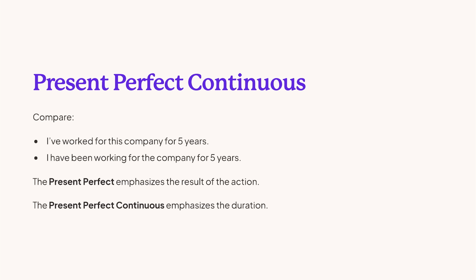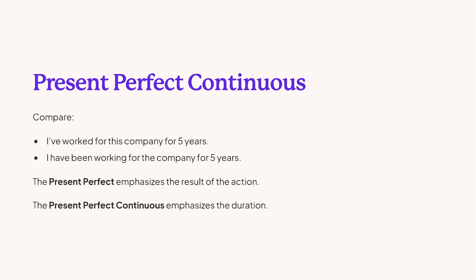I've worked for this company for 5 years. This sentence emphasizes the completion of the period of time. It does state how long this action has continued, but the stress is still on the result. Example, I've worked for this company for 5 years, and I've learned a lot. The important thing is that I've learned a lot during this time. Now, I've been working for this company for 5 years emphasizes the ongoing nature of the work.